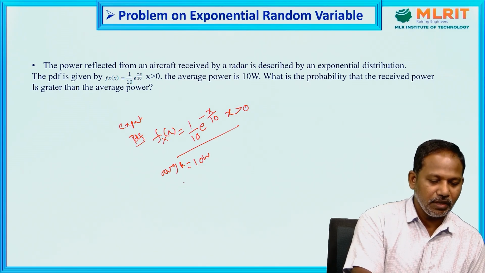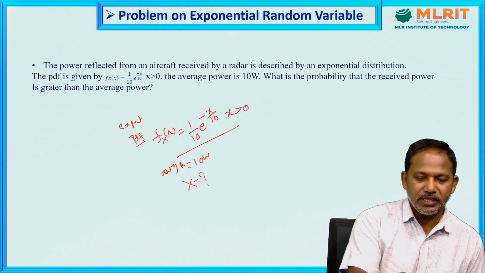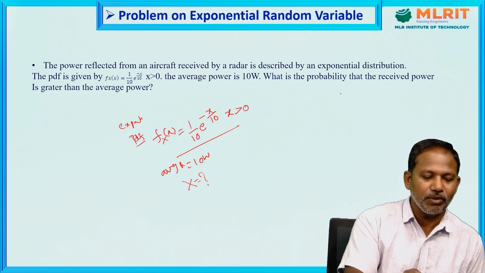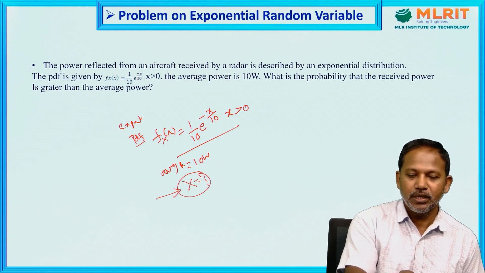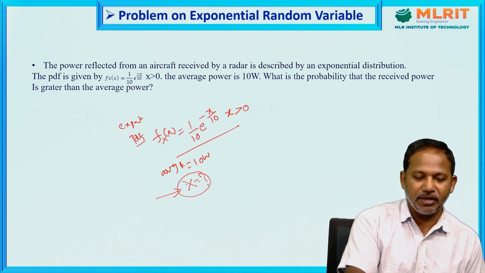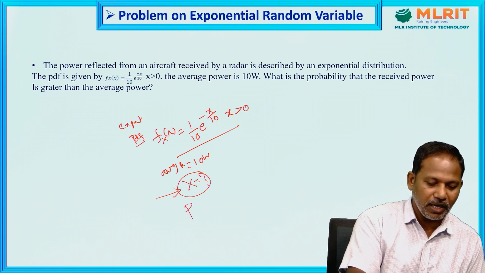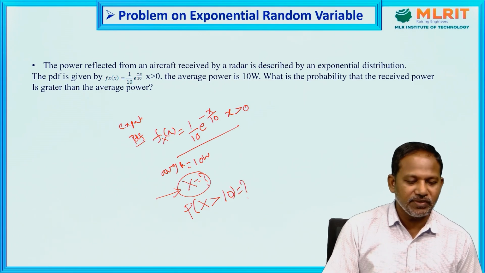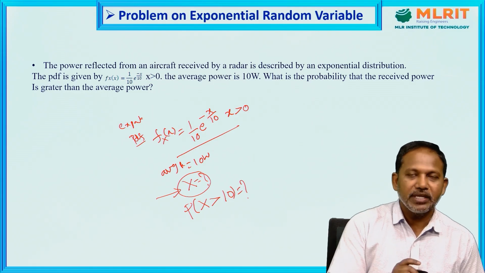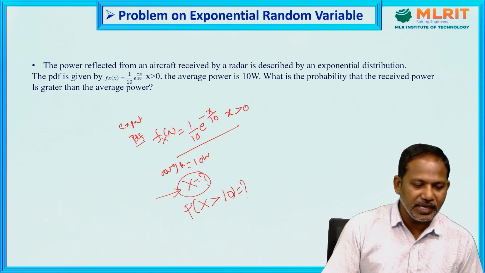So first of all I need to find which one is the given random variable. What I need to find is the probability that the received power is greater than the average power. Now I am assuming the received power to be the random variable, that is, an exponential random variable. I need to find this probability value. To do this, first of all I need to know what is the probability distribution function and what is the probability density function.